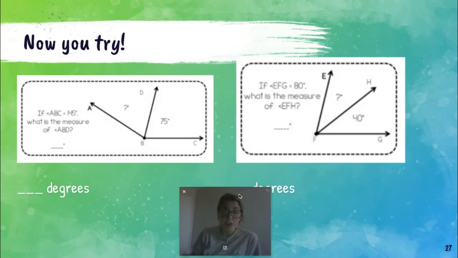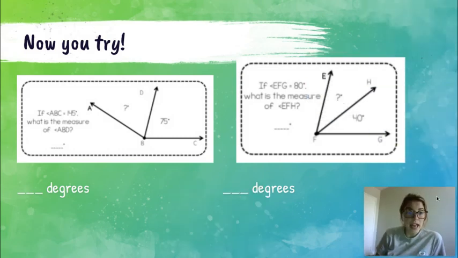Okay, so now you're going to try, okay, and find the missing angles. So these ones aren't out of 180 degrees. It tells you if angle ABC, so this entire angle is 145 degrees, and this angle here, ABD, is 75 degrees, what is this missing angle? Hint, you're going to take the total, 145 degrees, take away what you know, decompose it, and then whatever your answer is, that's your missing piece.